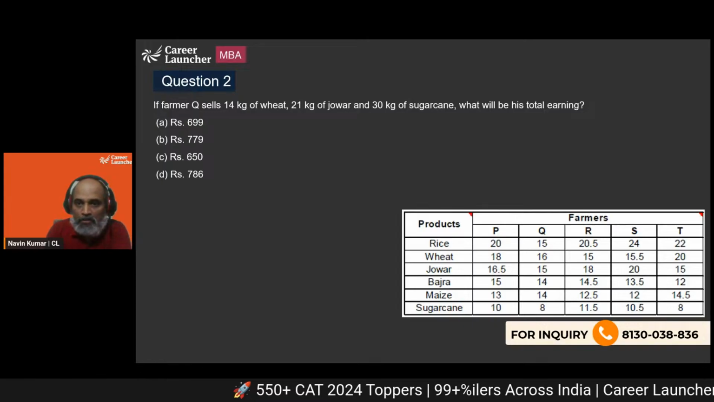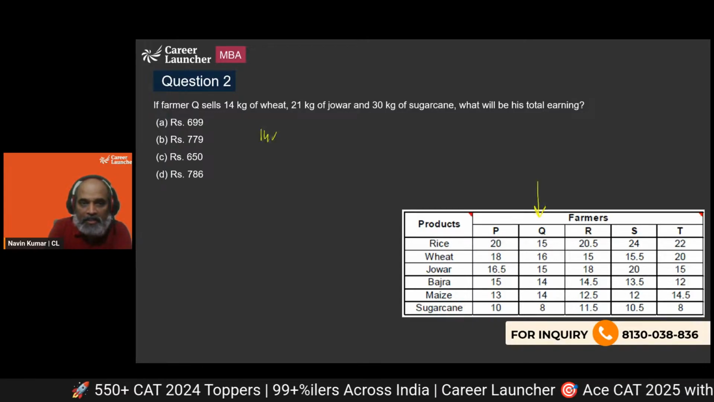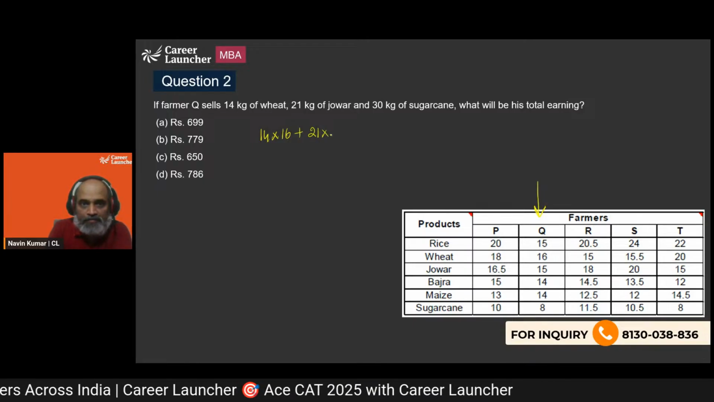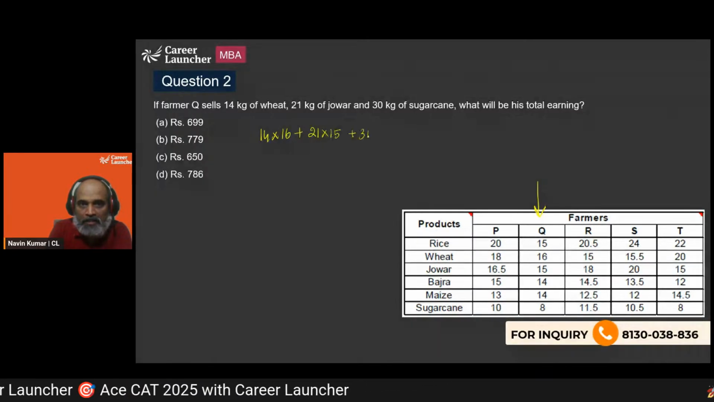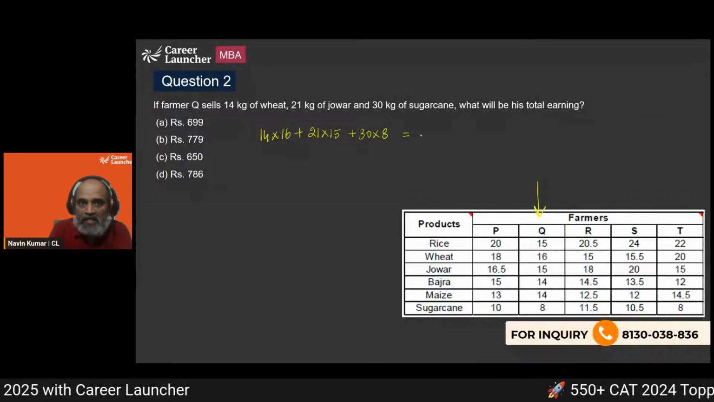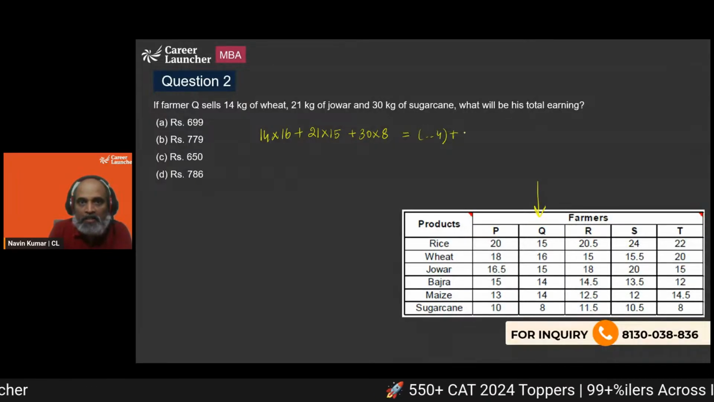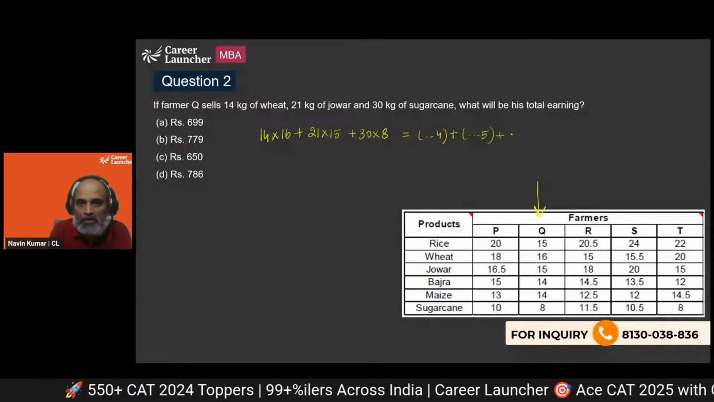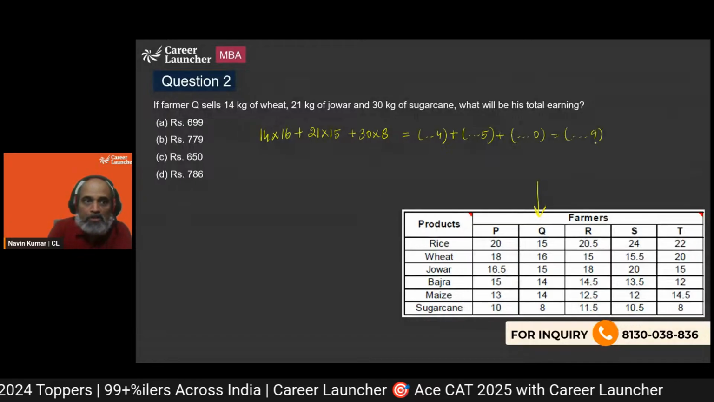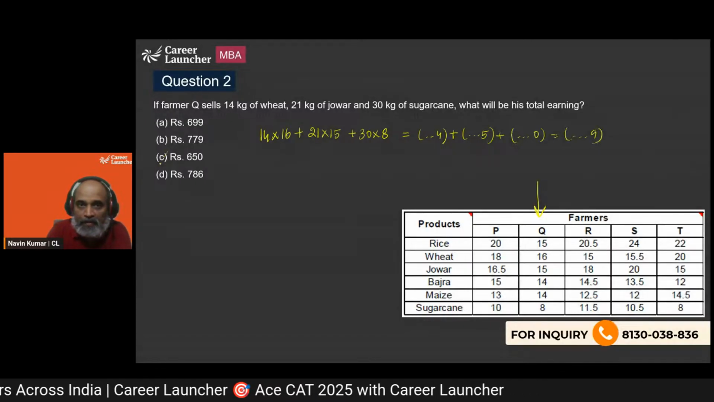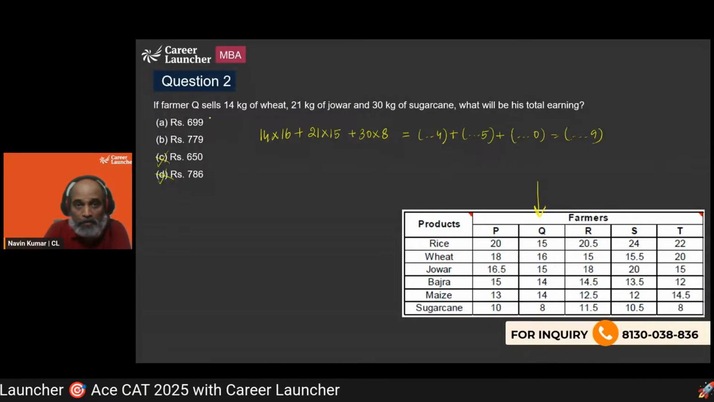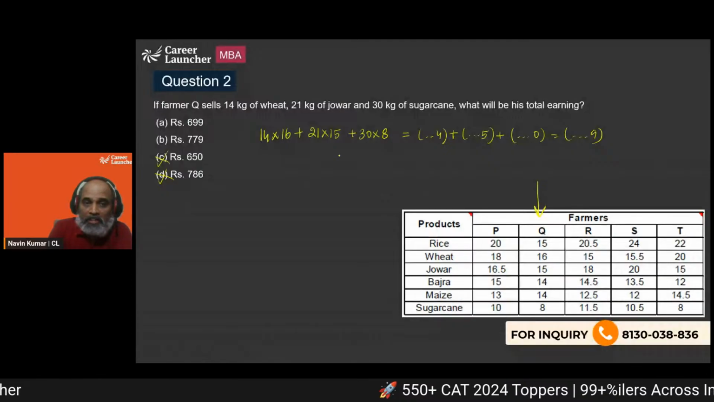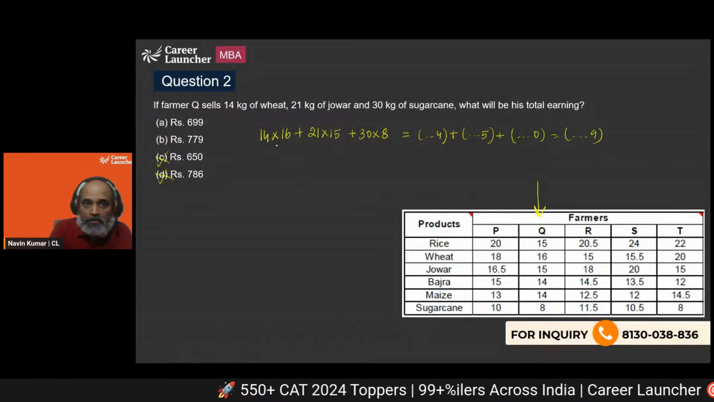So 14 kg of wheat is 14 into 16, 21 kg of jowar is 21 into 15, and 30 kg of sugarcane is 30 into 8. Now 14 into 16 is going to end in 4, 4 into 6, 21 into 15 will end in 5, and 30 into 8 will end in 0. So this is the answer that will end in 9. So we are pretty sure the answer is not C or D. Now, since there are two options, we will have to see whether it is close to 700 or whether it is more than 700. So 14 into 16 is going to be 224.